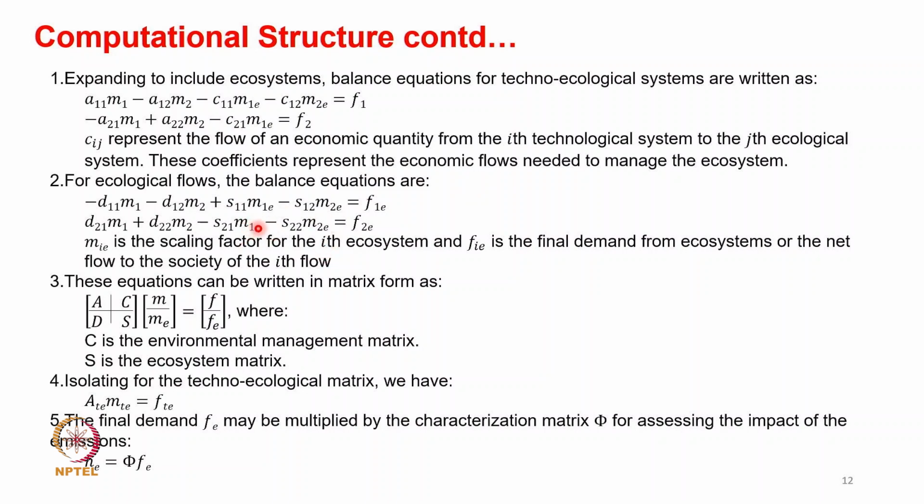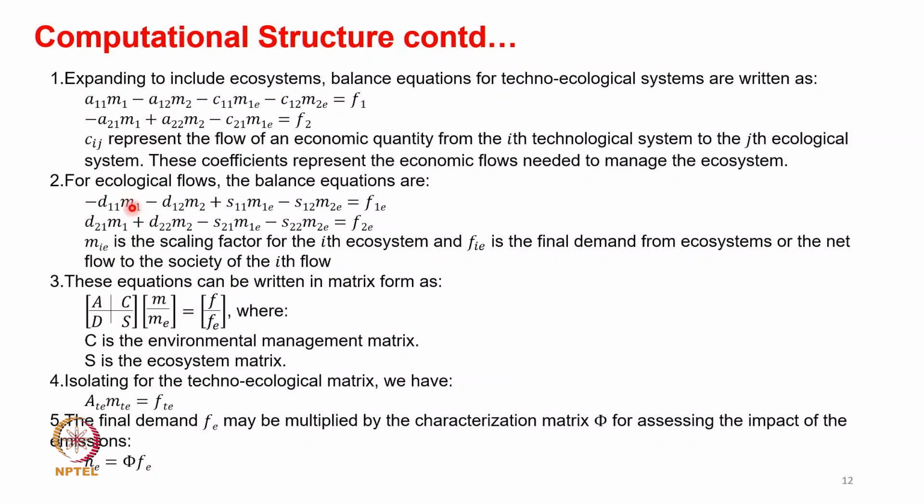So again, we could add the environmental consideration: minus D11 M1 minus D12 M2 plus S11 M1E minus S12 M2E equals F1E. And D21 M1 plus D22 M2 minus S21 M1E minus S22 M2E, which is F2E. So here we have the additional term MiE, which could be M1E, M2E, M3E, and so on and so forth. This is the scaling factor for the ith ecosystem, and FiE is the final demand from the ecosystems, or the net flow to the society of the ith flow.